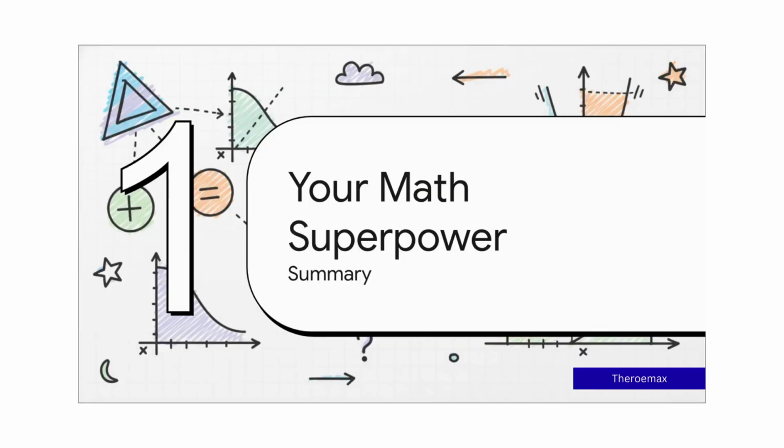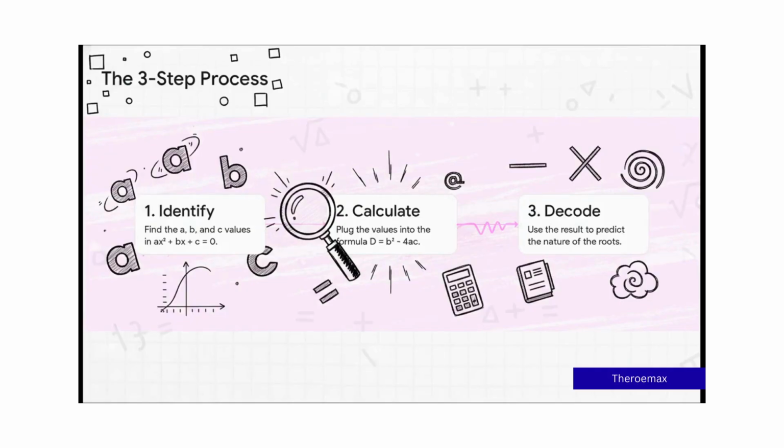So let's just take a step back and recap. What did we just do? You've basically just learned a new math superpower. You can now look into the future of an equation and see what kind of answers it holds instantly. And the whole process really just boils down to these 3 super simple steps. Step 1, identify your a, b, and c values. Step 2, calculate the discriminant using d equals b squared minus 4ac. And step 3, decode the result. Is it positive, 0, or negative? That tells you everything. Seriously, that's all there is to it.